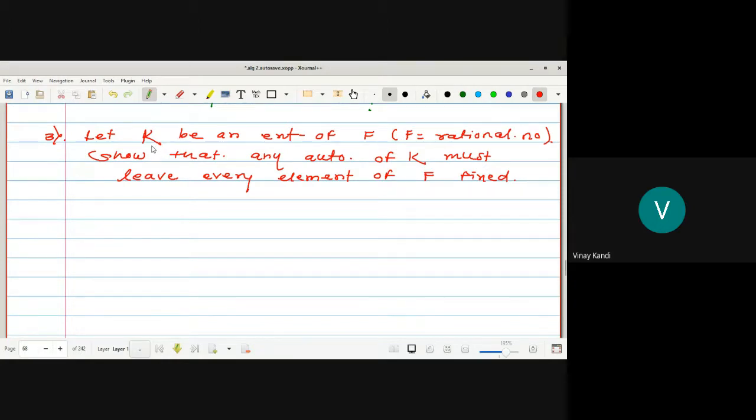Okay, in between R and Q there are infinite extensions of Q. Okay, so K is any extension of the field of rational numbers, then an automorphism of K must leave every element of F fixed. That is, every element of rational numbers must be fixed. Okay, let sigma be any automorphism of K. Let p be any integer.